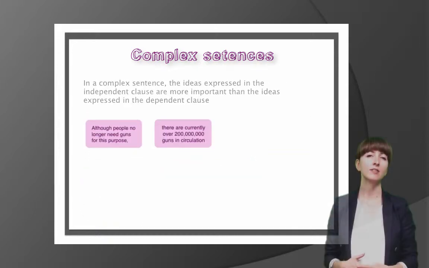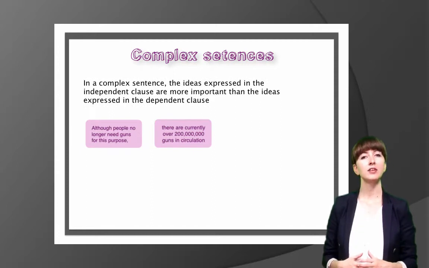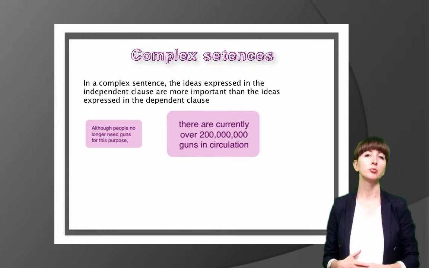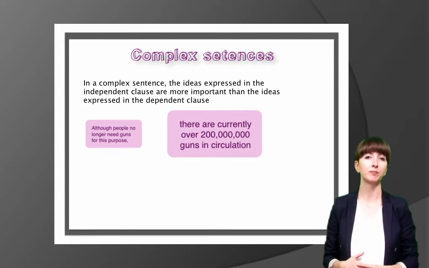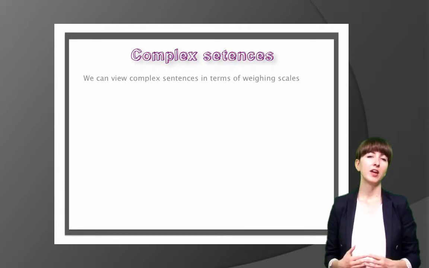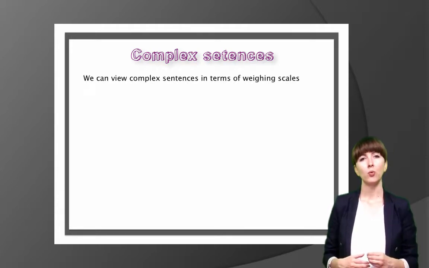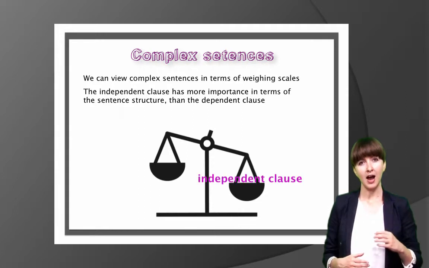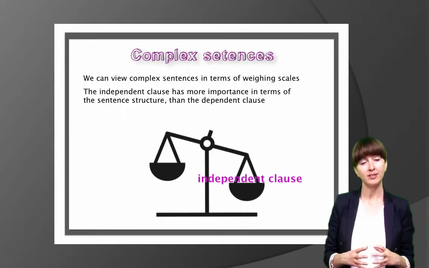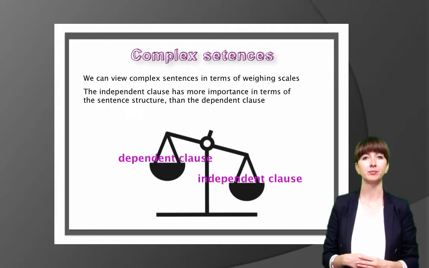In a complex sentence, the ideas expressed in the independent clause are more important than those ideas expressed in the dependent clause. So we can view complex sentences in terms of weighing scales, with the independent clause having more importance, more weight in terms of the sentence structure than the dependent clause.